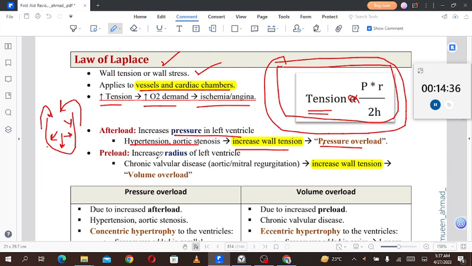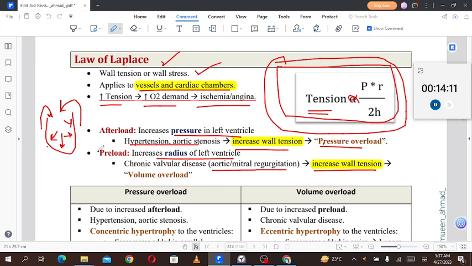The preload increases the radius of the left ventricle. Chronic valvular disease, aortic or mitral regurgitation, will increase the wall tension, and that will result in the volume overload. Now, we are talking about preload. I just said that either increase in the pressure or volume, both of these things can increase the wall tension. Now we'll see how the preload is increasing the tension. Chronic valvular disease, for example, aortic or mitral regurgitation, we'll see the pathology of that as well.